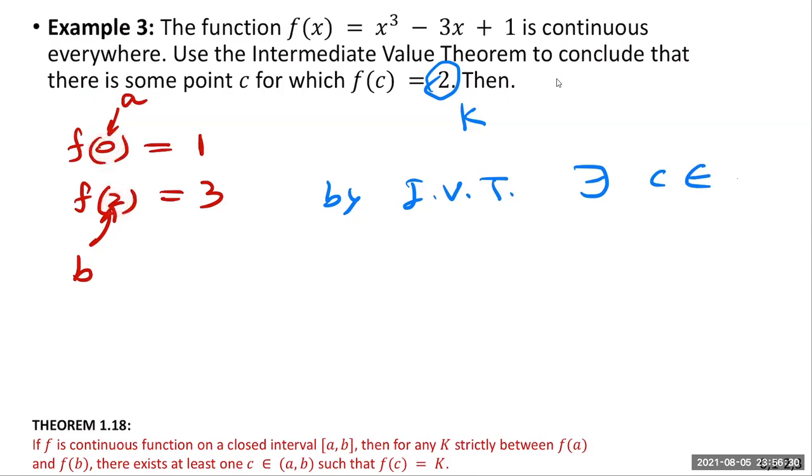0, 2, such that f of c is equal to 2. Okay, that's a straightforward application of intermediate value theorem. As you can see, I immediately tried these two values, right? How did I know that I should try 0 and 2? Why didn't I try some other numbers?